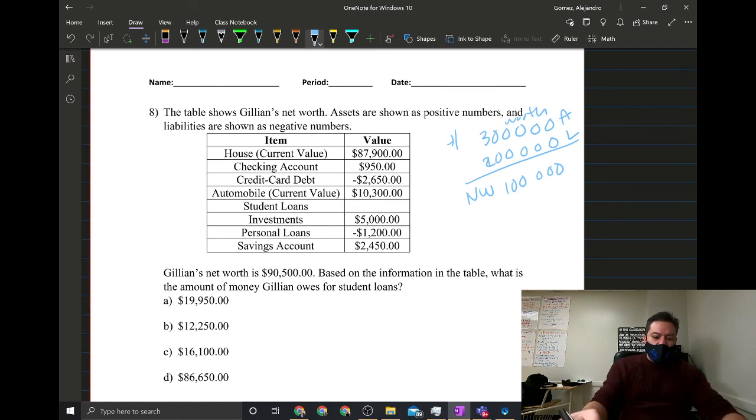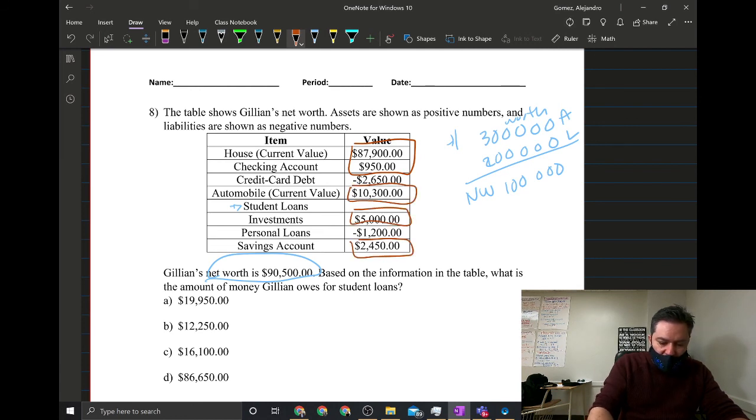So we have to find how much they owe in student loans if their net worth is $9,500. And the easy way to do that is to add everything together. However, I cannot add negatives. Well, I can, but I'm subtracting. So what I will do first is add all the positives together.